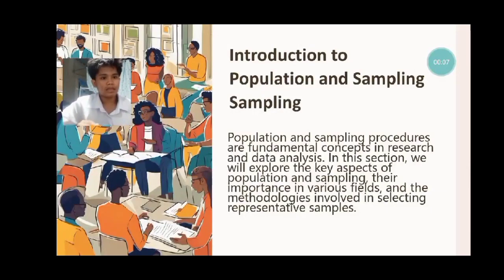Fundamental concept in research and data analysis. In these sections, we will explore the aspects of population and sampling, their importance in various concepts, and the methodologies involved in selecting representative samples.